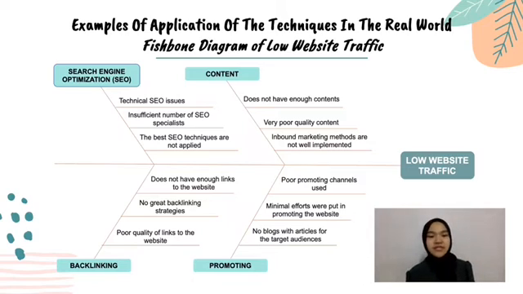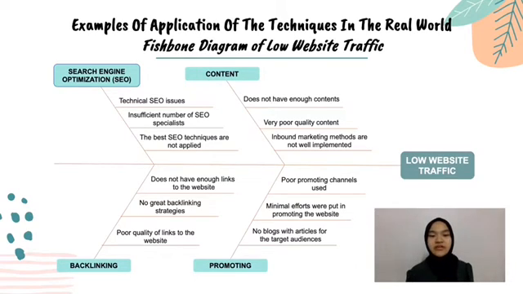The next step in applying the techniques of a fishbone diagram to the real world is to define the categories of the problem that were chosen earlier. As for our problem, low website traffic, a few categories were already identified. So, the categories identified are content, search engine optimization (SEO), backlinking, and lastly, promoting.